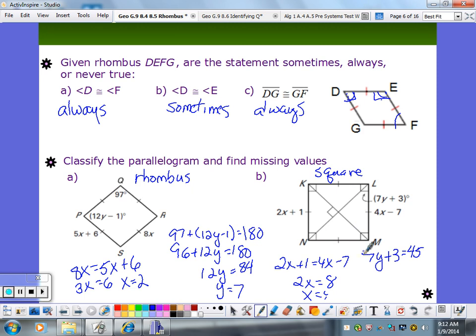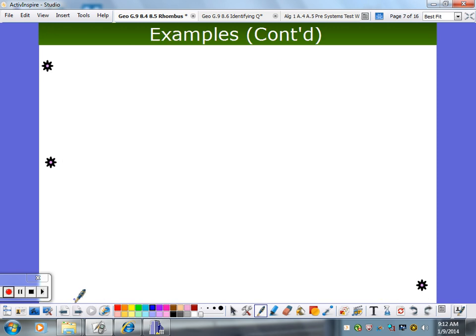Diagonals bisect the angles. They bisect the angles. So if this whole thing is 90, then it must be 45. So 7y equals 42, y equals 6. So just, again, using the properties to find different values.